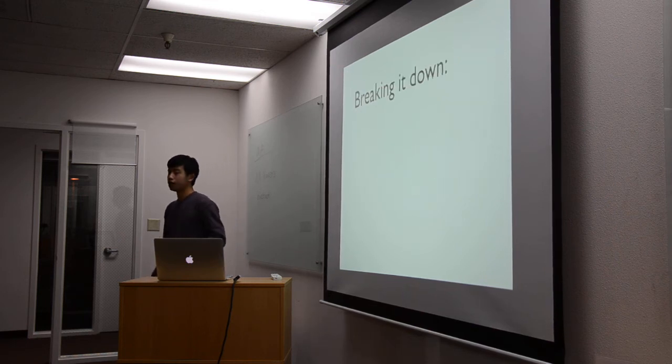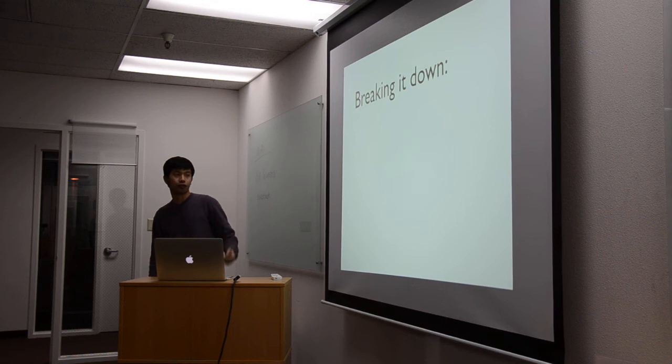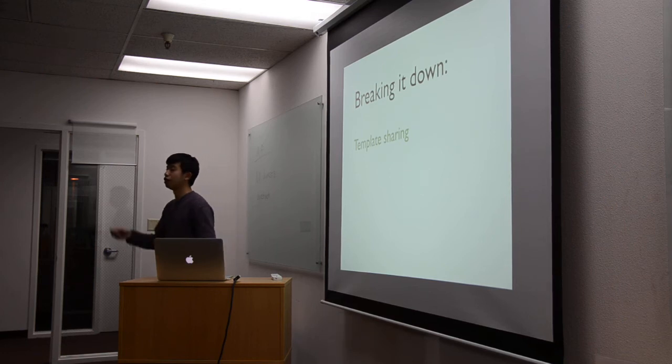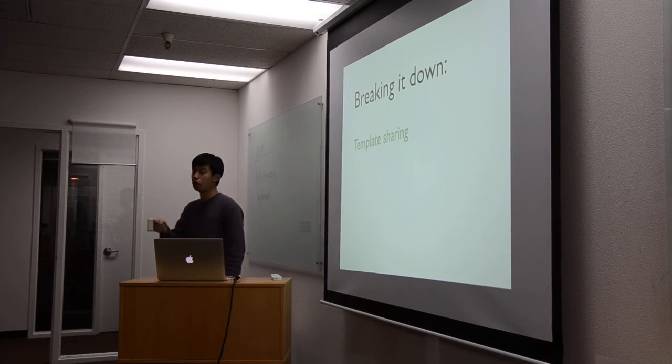So in order to solve this problem, we decided to break down what sorts of problems we need to solve when building an isomorphic framework like that. The three parts we came up with are: first, you want to share your templates between client and server. In order to have an isomorphic framework, you need to be able to render a template on the server, and you also need to be able to render it on the client.